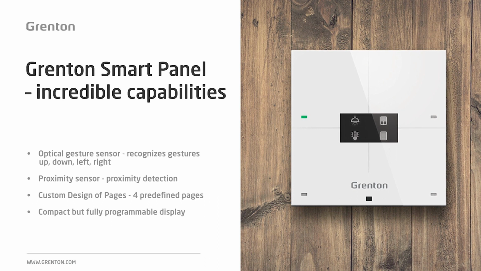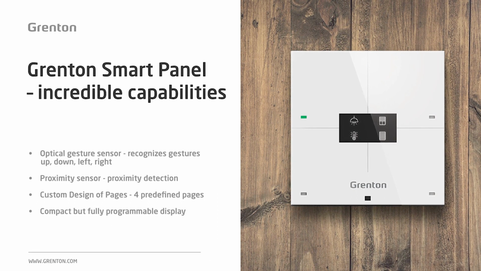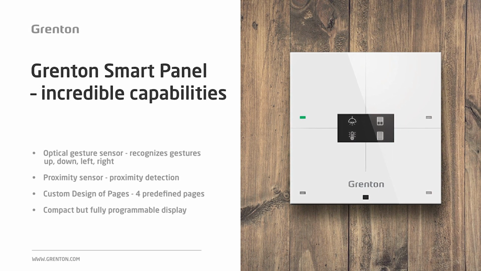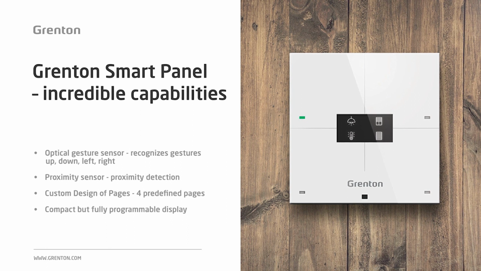In addition, the panel has an optical gesture sensor. It recognizes up, down, left and right gestures, and also has a distance sensor. In addition to the fact that you only turn on the display when a person appears in front of it, we can trigger any action in the system when a person appears. Although the panel has 4 programmable buttons, it allows you to create so-called pages. We can create 4 pages and give the buttons different functions depending on which page it is on. In fact, one panel can handle up to 16 buttons, and even more if we use the panel in the so-called free draw mode.